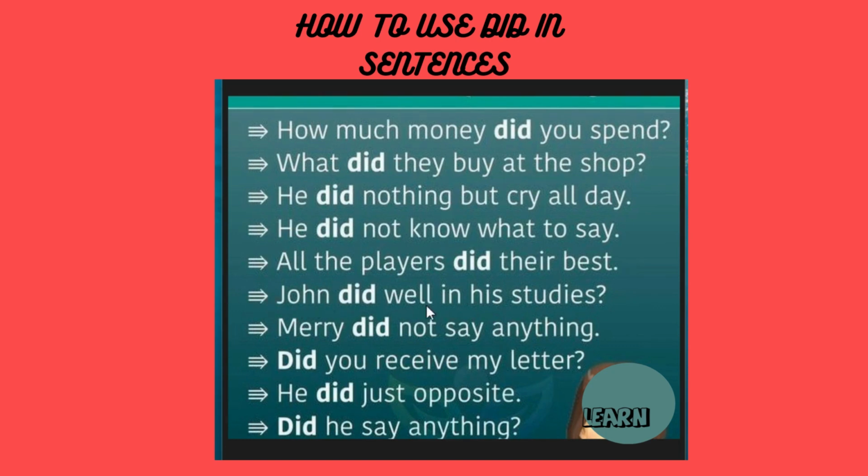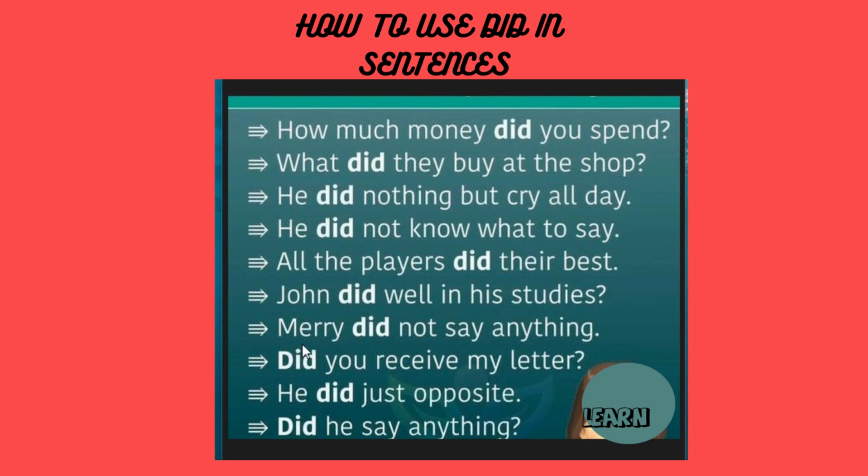So here, John did well in his studies means he might have got good marks and a high score, like in the ranking. It depends on how well that person studied, and on each person, how they perform during their exams. That is how they get marks. So here, John did well in his studies.